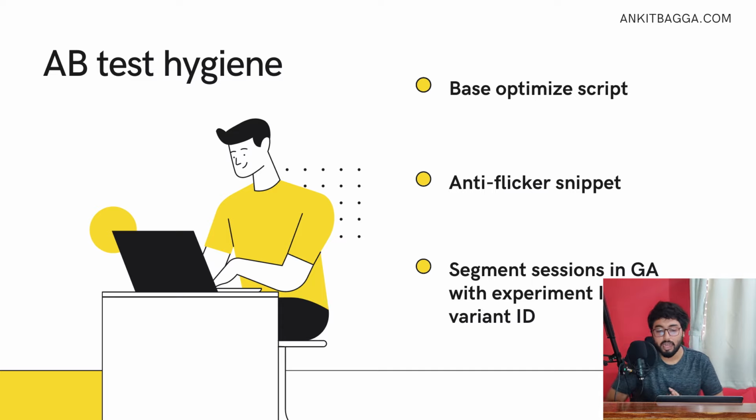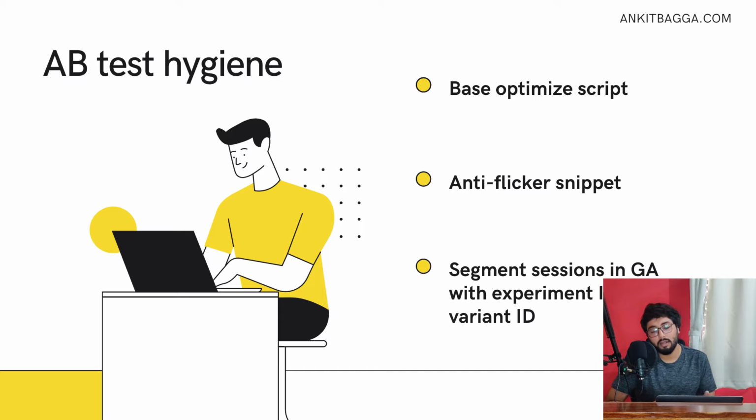Coming to A/B test hygiene, there are 3 things to keep in mind. The first one is, if you're like most marketers, you'll be using Google Optimize and Google Analytics to execute your campaign. Ideally, you should install the Google Optimize script on your website and use the anti-flicker snippet. The anti-flicker snippet simply shows the web page as a blank space before the algorithm decides whether the user falls in category A or category B.